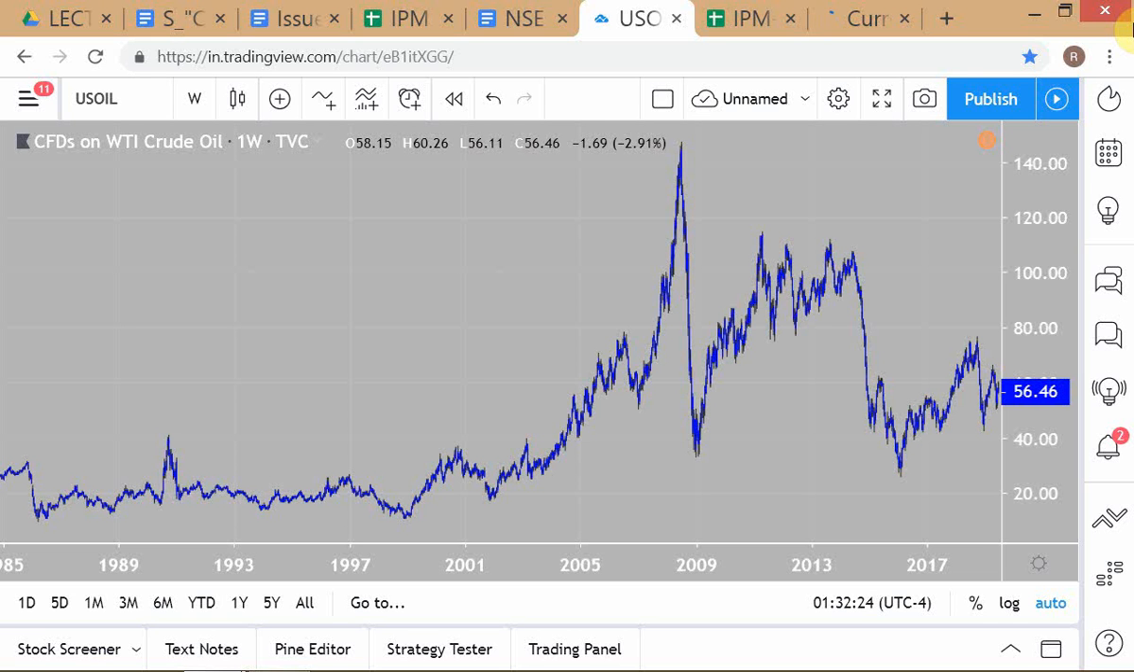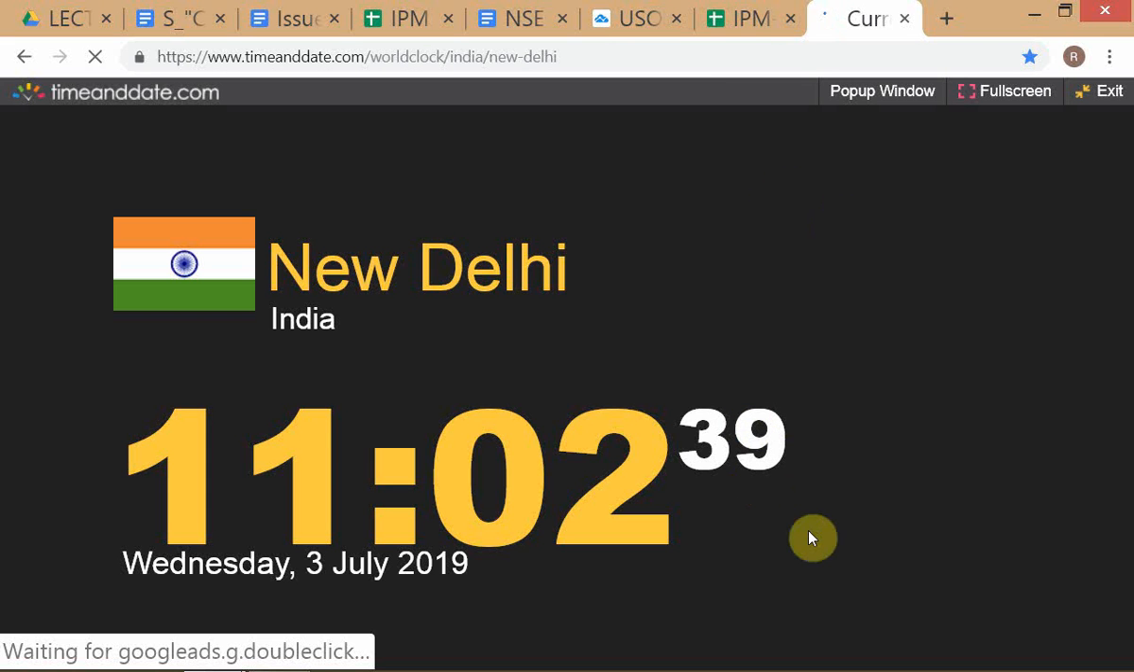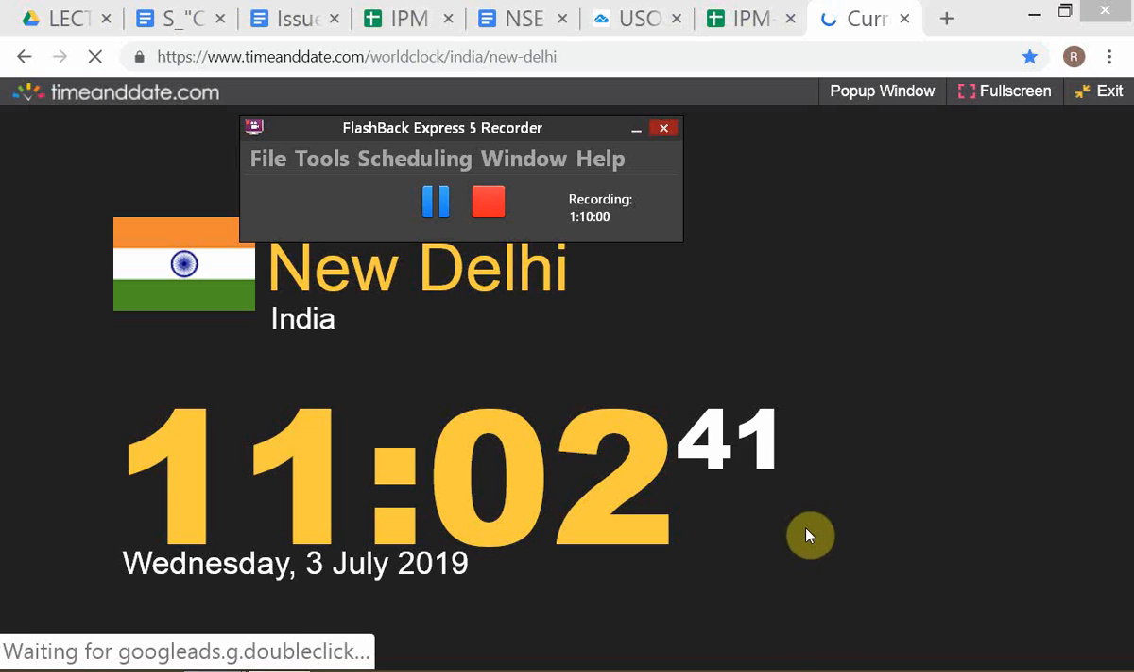This is clear? So what we've learned as additional progress on this module is that a market is the venue for exchanging assets. The two assets are going to be called base asset and terms asset. Okay, you can go now. I owe you 2 minutes and 40 seconds.